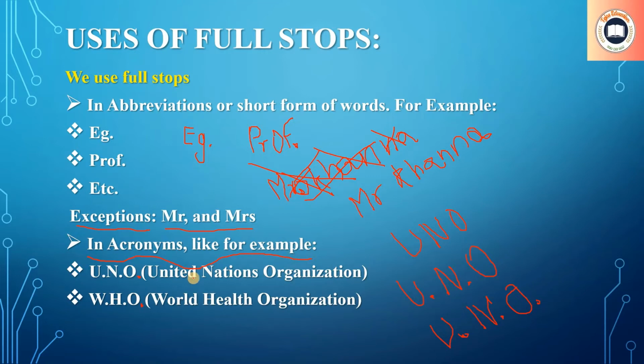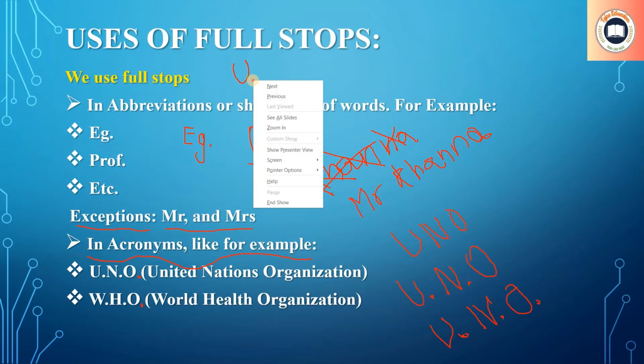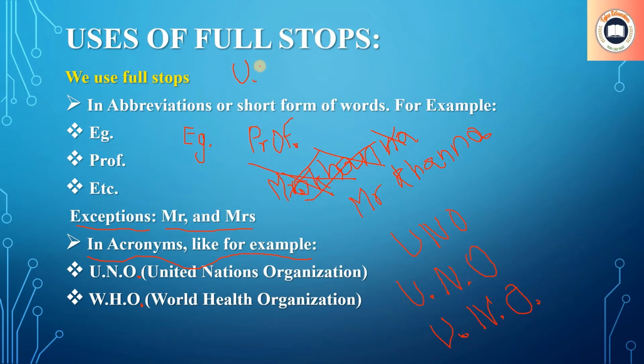So in acronyms, we use a full stop in between the letters of the word. Like after the letter U, we place a full stop, and N. After N, we place a full stop, and then we place an O, and after O, we place a full stop.